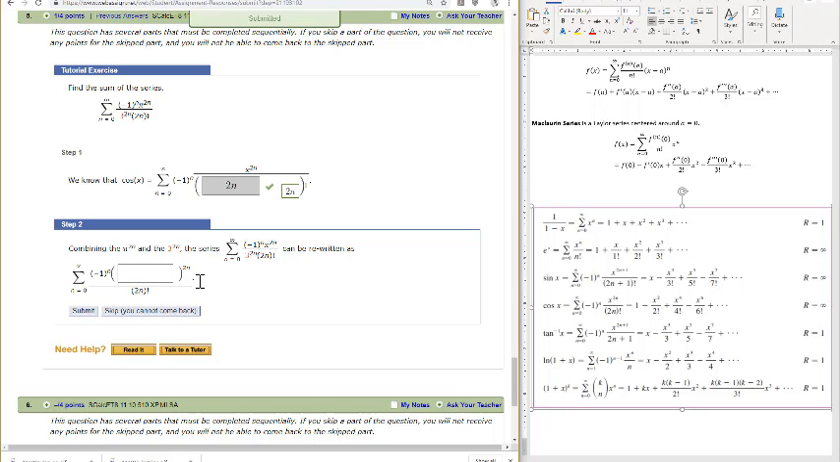Now what we want to do is we want to match up all the terms that have 2n, because that's what the x is going to end up being. So we have a negative 1 to the n. That's going to be here. That's the alternating series part. We have x to the 2n divided by 2n factorial.